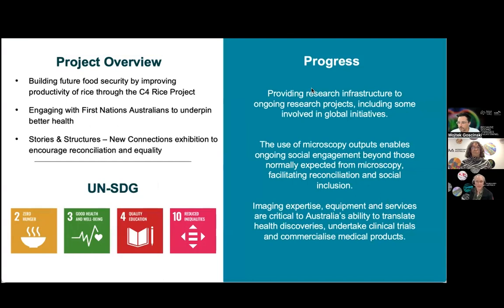The three stories that we've picked are one on food security, looking at improving the productivity of rice, one looking at engaging with First Nations Australians to underpin better health outcomes, and also looking at the Stories and Structures New Connections exhibition to encourage reconciliation and equality. And so we've picked up the UN Sustainable Development Goals that are applicable to these stories, and we'll talk about each of them as we go through.